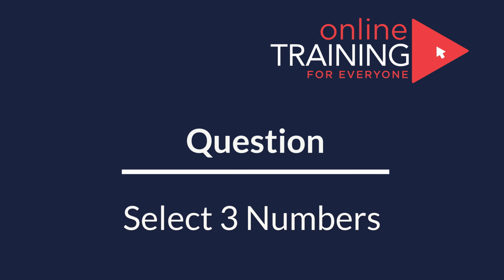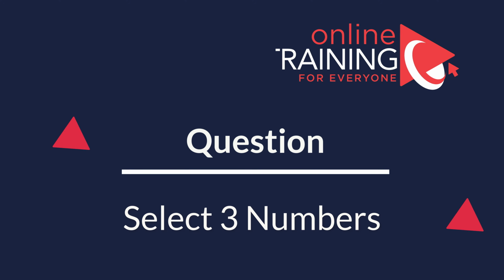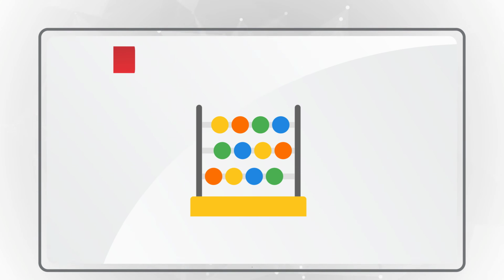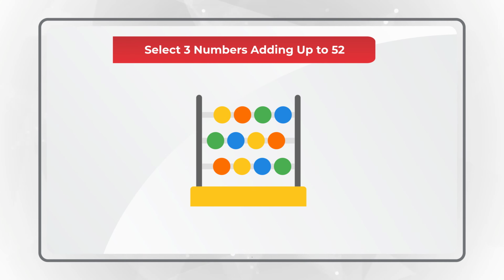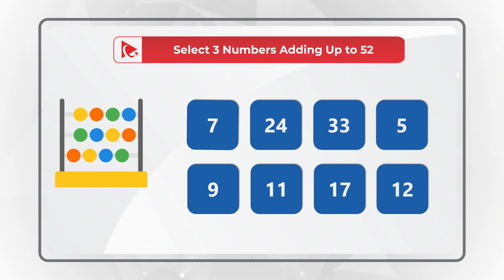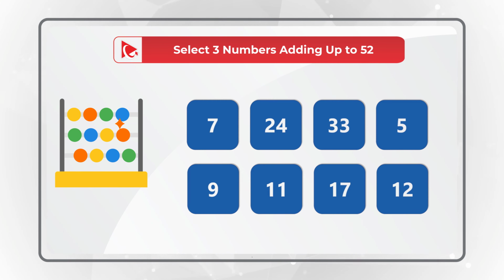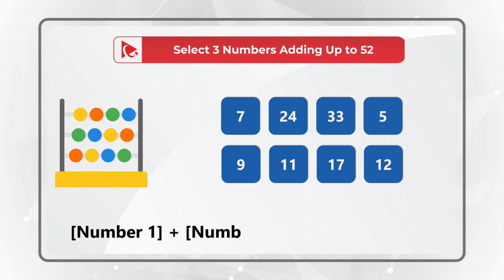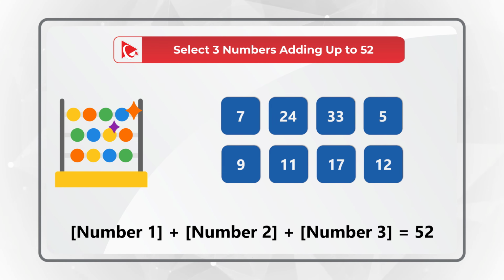Here's an unusual question, but we're starting to see it on the test more and more often. You need to select 3 numbers which add up to 52. And there are 8 choices to select 3 numbers. You have numbers 7, 24, 33, 5, 9, 11, 17, and 12 presented for selection. Do you see the answer? Give yourself 10 to 15 seconds. See if you can pause this video to get to the correct solution.